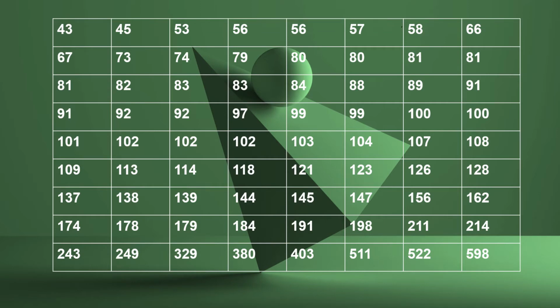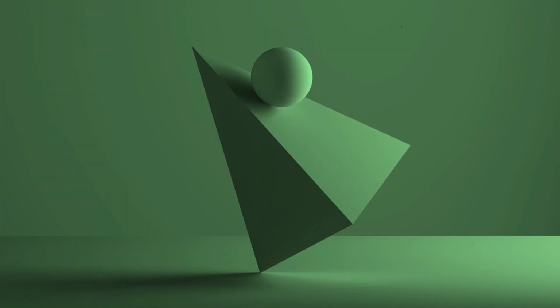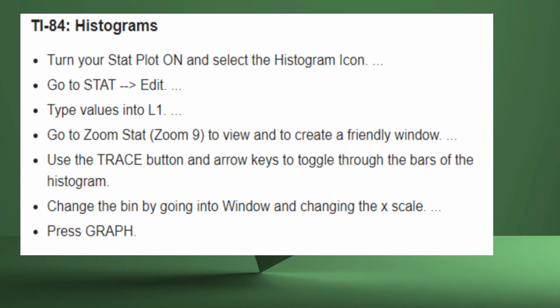So the procedure to use a graphing calculator is: we have to turn on our stat plot and select the histogram icon. And then in our stat edit under L1, we have to enter all these 72 values. After entering all those values, since the stat plot is on, we select zoom number 9, which says zoom stat, and also we have to create a friendly window. After changing the window, we can just press graph and get the histogram.